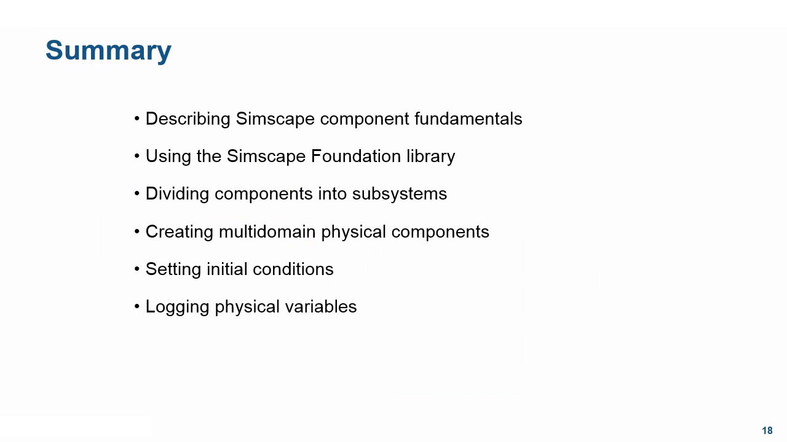In summary, we talked about essential Simscape fundamentals, for example, variables, polarity, and so forth. We used the Simscape Foundation library to build a system and talked about building subsystems to maintain a cleaner model hierarchy. We then talked about creating multi-domain systems using our DC motor as an example. Finally, we talked about setting initial conditions for simulations and logging physical variables. This concludes this video.